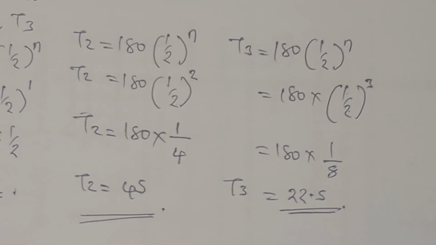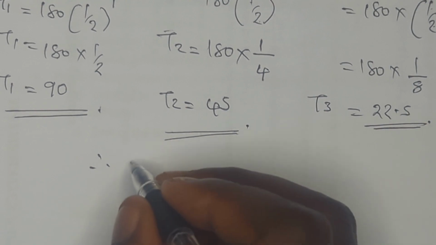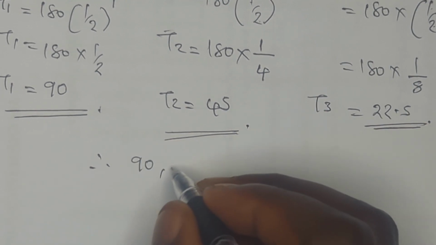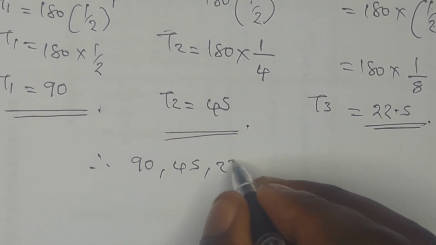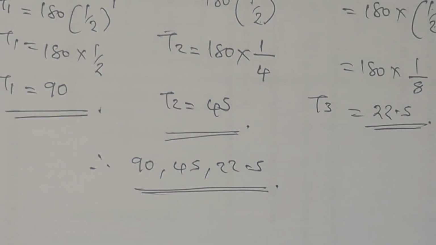So the terms that we have are 90, 45, 22.5. These are the first three terms.